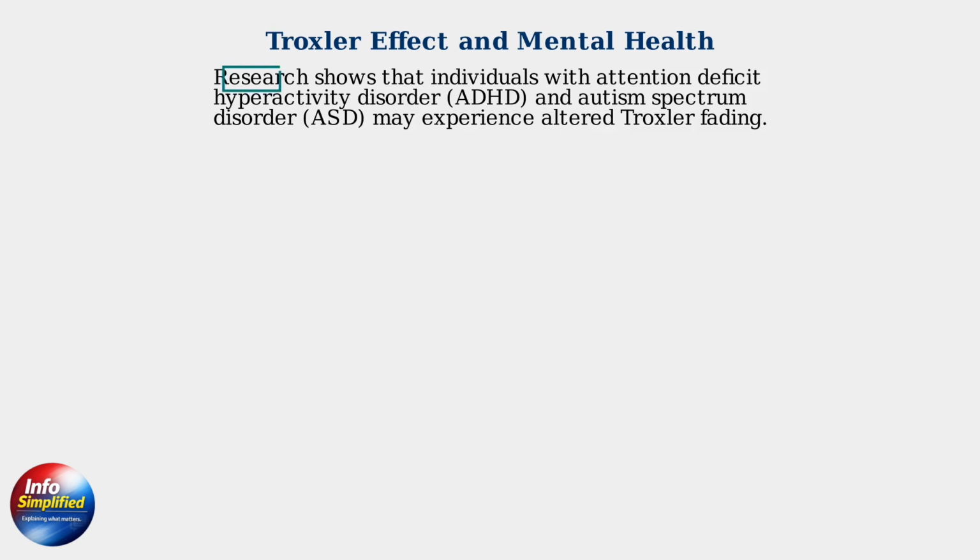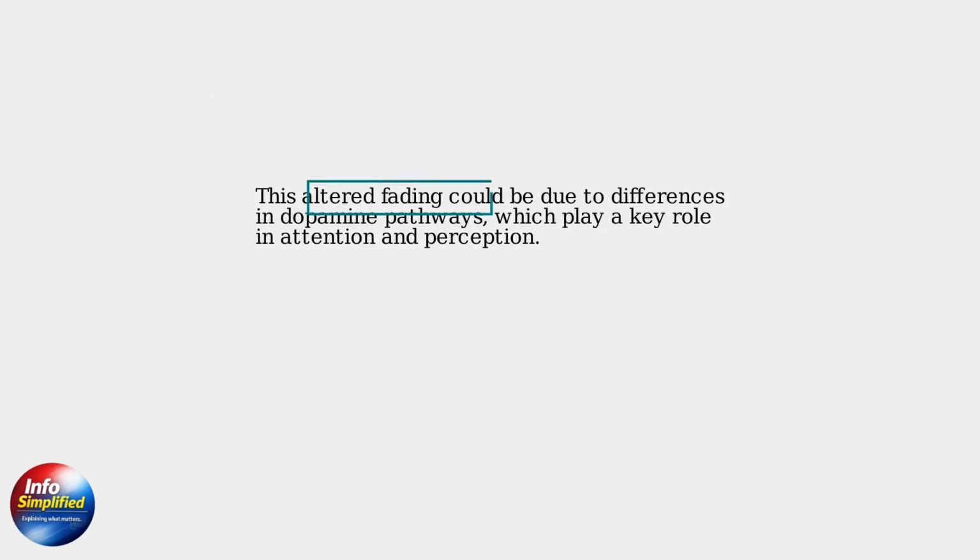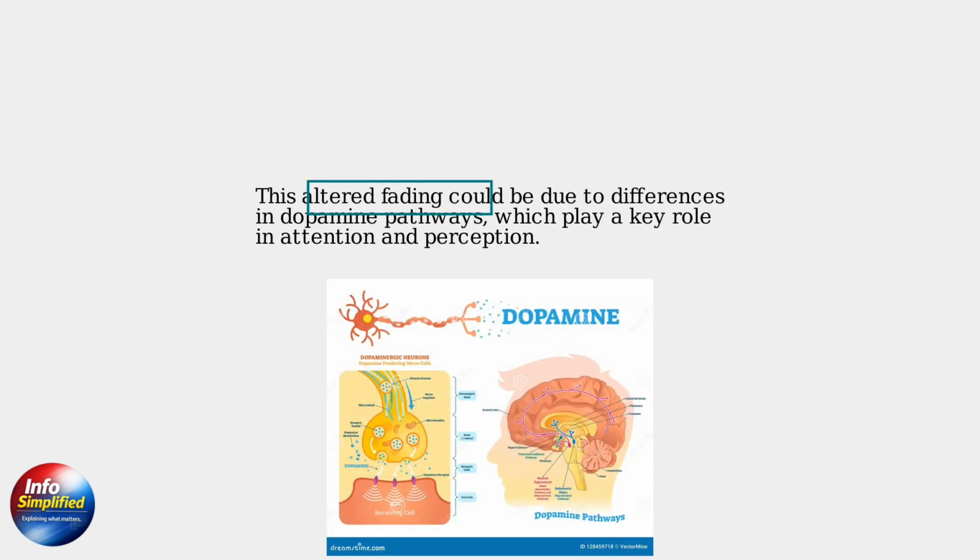Interestingly, research suggests that individuals with attention deficit hyperactivity disorder, or ADHD, and autism spectrum disorder, or ASD, may experience altered Troxler fading compared to typically developing individuals. This could be due to differences in dopamine pathways, which play a key role in attention and perception. Dopamine is a neurotransmitter involved in motivation, reward, and cognitive processes.